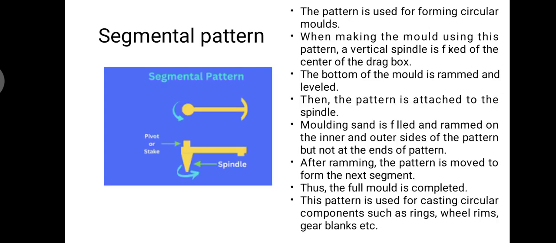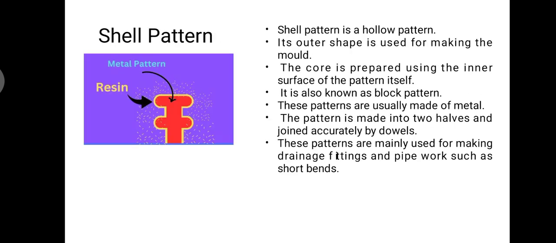Next one is segmental pattern. This pattern is used for forming circular molds. When making the mold using this pattern, a vertical spindle is fixed to the center of the drag. The bottom of the mold is rammed and leveled. Then the pattern is attached to the spindle. Molding sand is filled and rammed on the inner and outer side of the pattern, but not at the end of the pattern. After ramming, the pattern is moved to the next segment. Thus, the mold is completed.